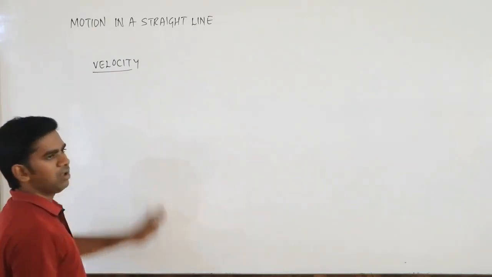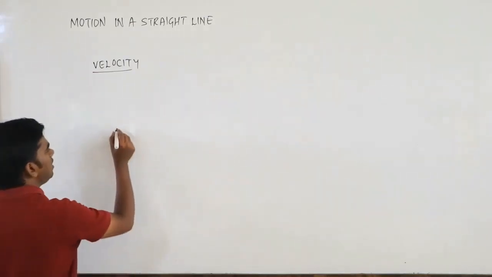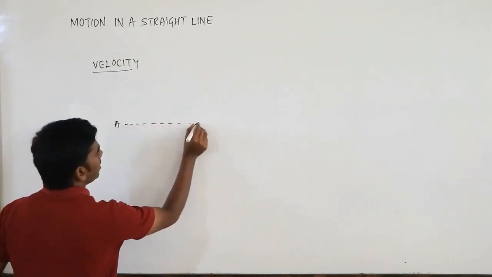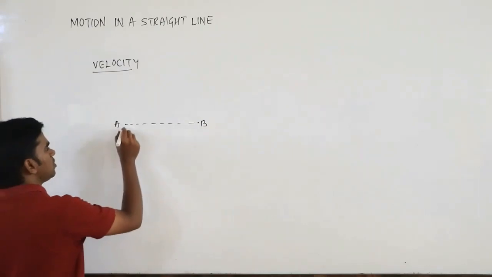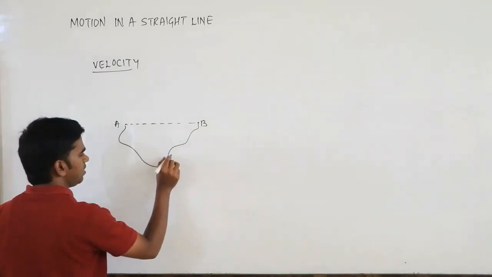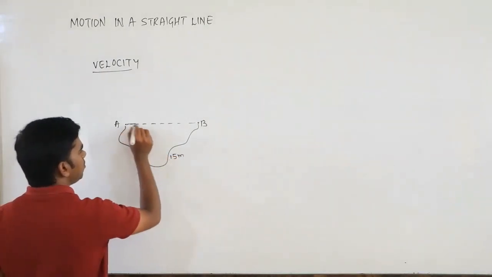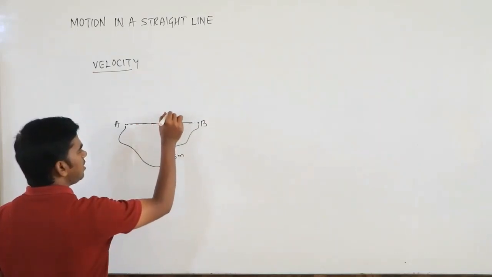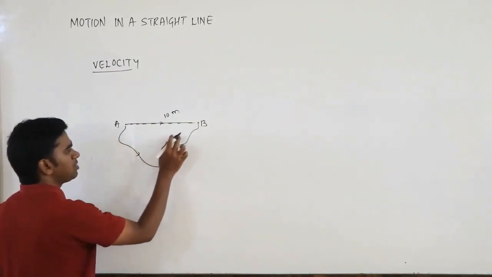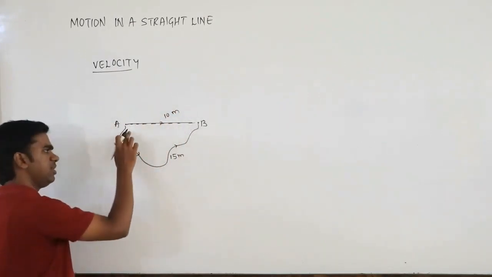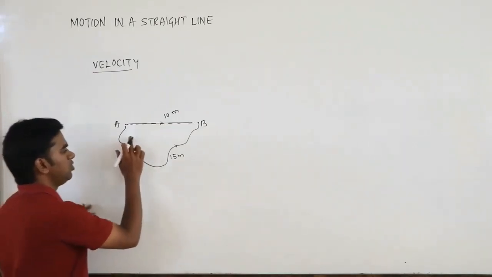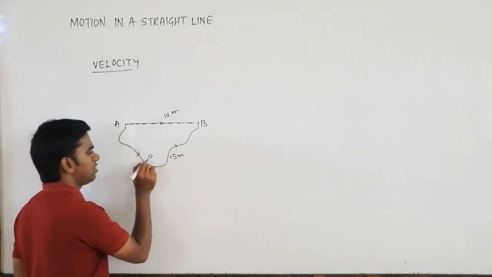Now velocity. How will velocity be different? Suppose you take a point A and here a point B. A person starts from here, going here. This is some 15 meters. But if you go directly, it is only 10 meters. So this is the actual path covered. You are not going in this direction, you are going in this direction only. The actual path traced by you is this one. So this is the path you actually traveled.